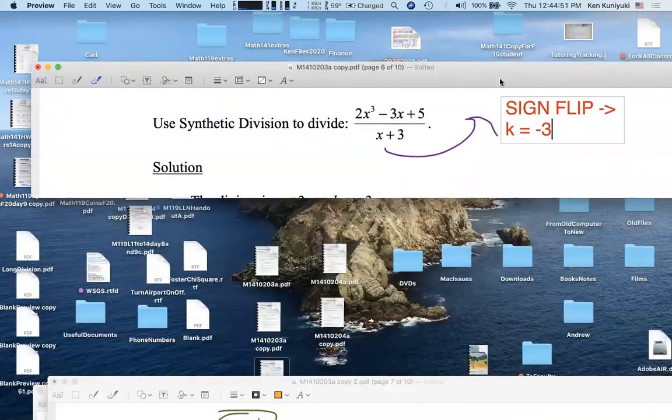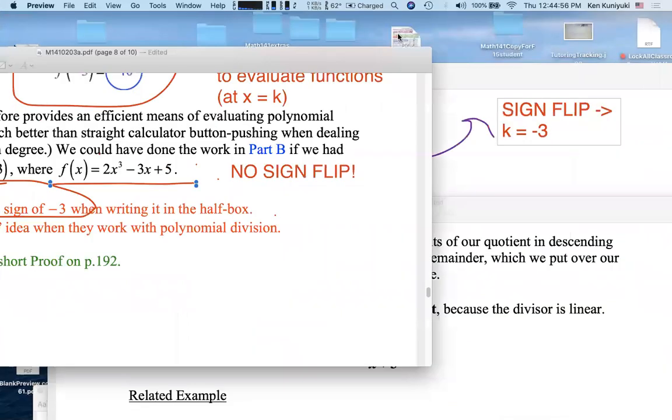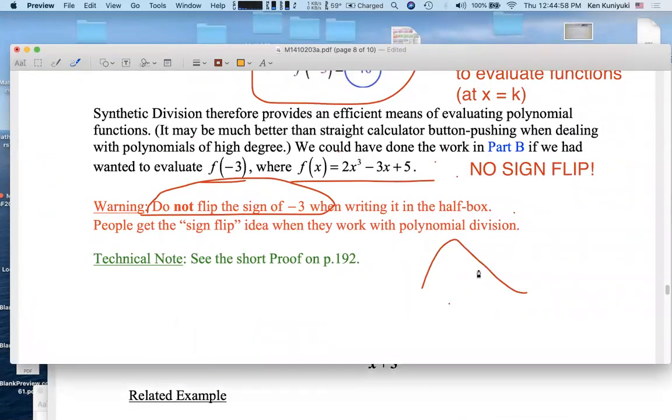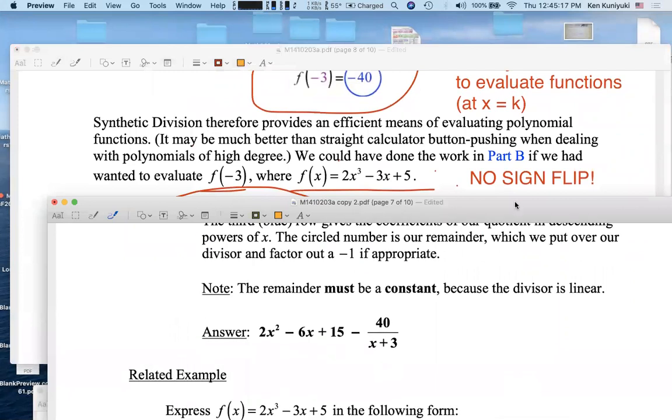So you might actually want to play this game in calculus. For example, what if you have a max point up here? Let's say you know its x coordinate is negative 3. You can use synthetic division and find the y coordinate. In fact, when I taught calculus, students would do this. They'd use synthetic division to find y coordinates. It's very convenient.